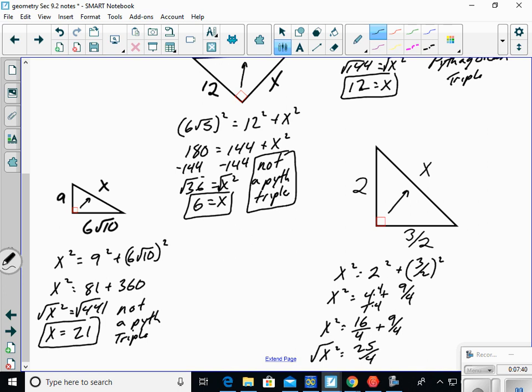Take the square root of both sides to get rid of the square on the x. And 25 and 4 both have a square root, so that's going to leave me with x equals 5/2. And so if I look at my side lengths, 2, 3/2, and 5/2, these two fractions are not integers. So once again, this one is not a Pythagorean triple.